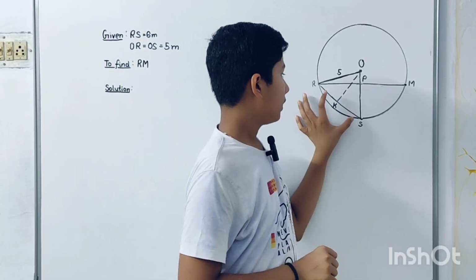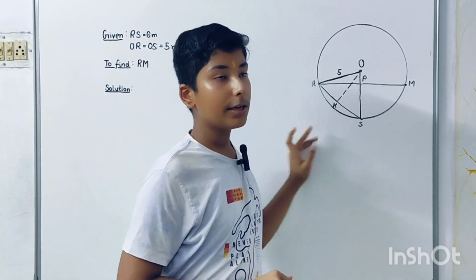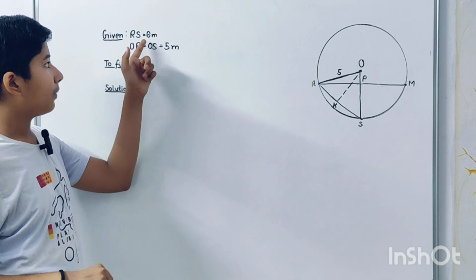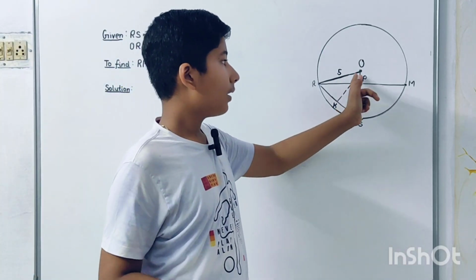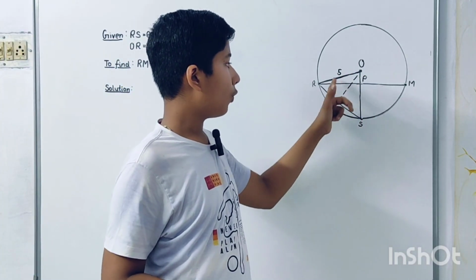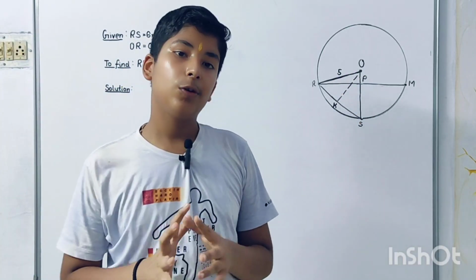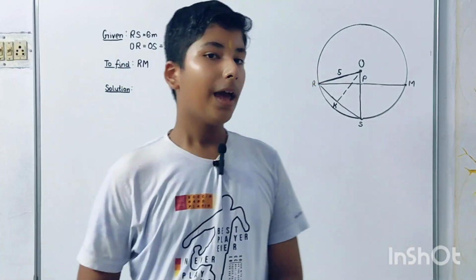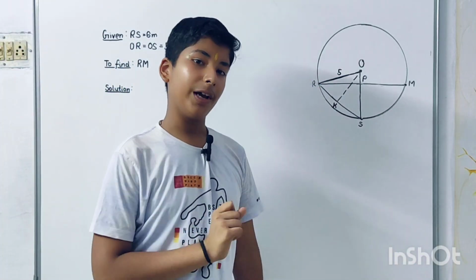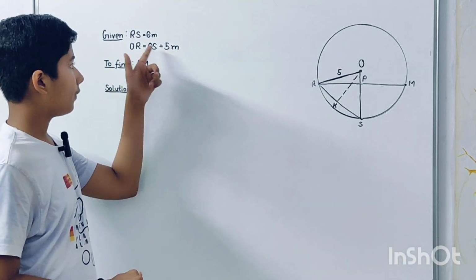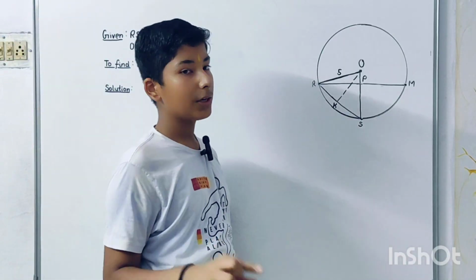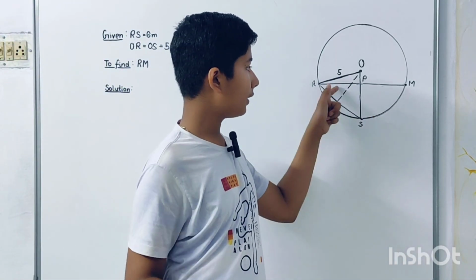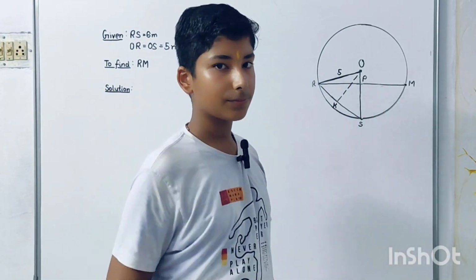First of all, this distance RS is given as 6 meters, and these two lengths OR and OS are radii, and the radius of the circle is given as 5 meters. So these are 5 meters. What we have to find out is the length of this line.